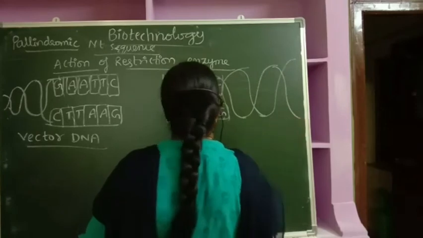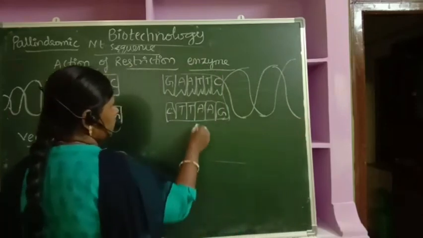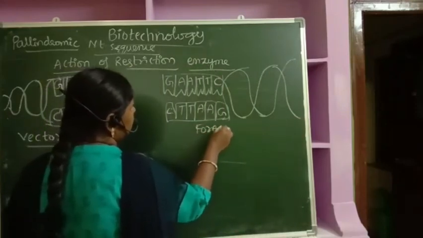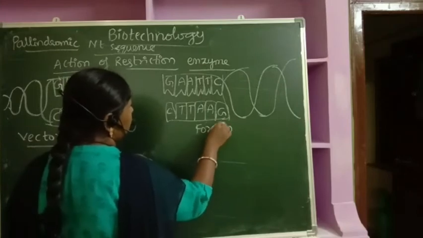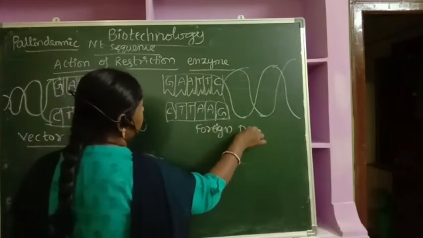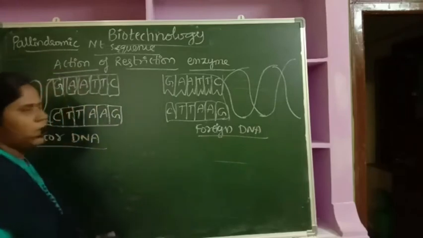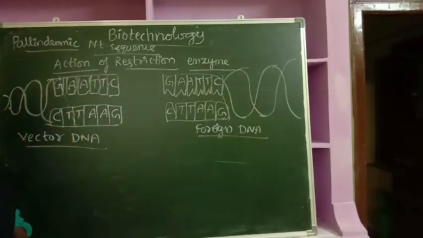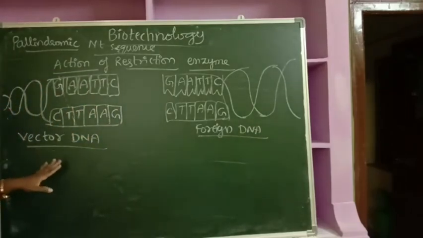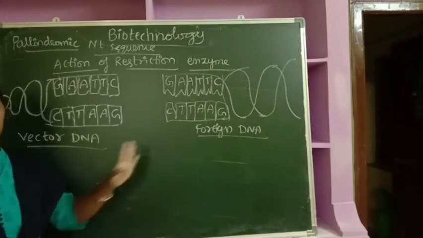The DNA is like this. Okay, let us take this as a foreign DNA. Foreign DNA. Now, which two are ready here? The vector DNA is ready. Foreign DNA is also ready.